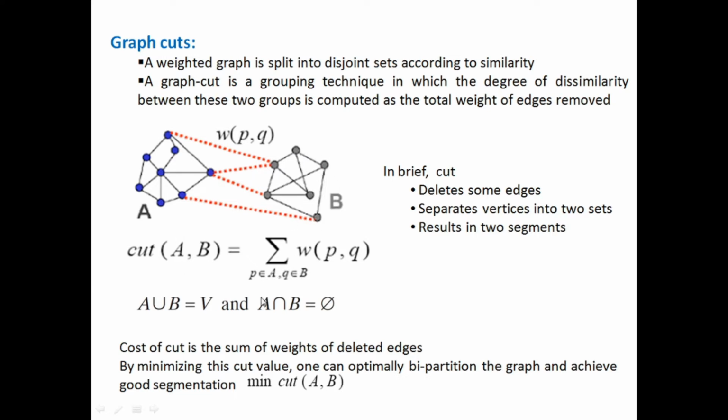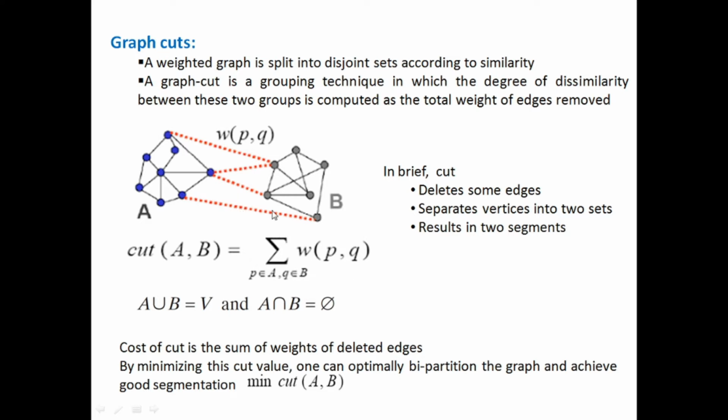So the similarity among the nodes within a subset is high here, as you can see, and in the other subset it is also high here. In group A the similarity is more, and in group B the similarity is more. But if you pick a point from here and connect it to a point from here, there will be a dissimilarity.